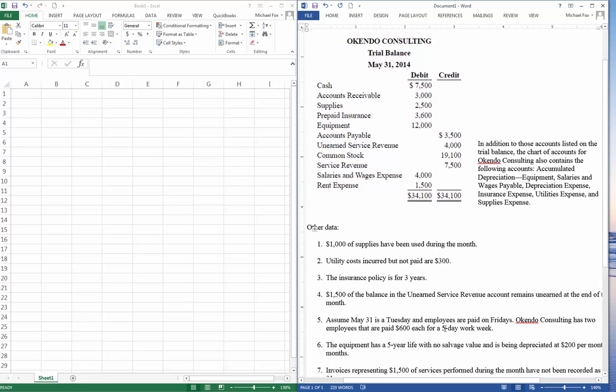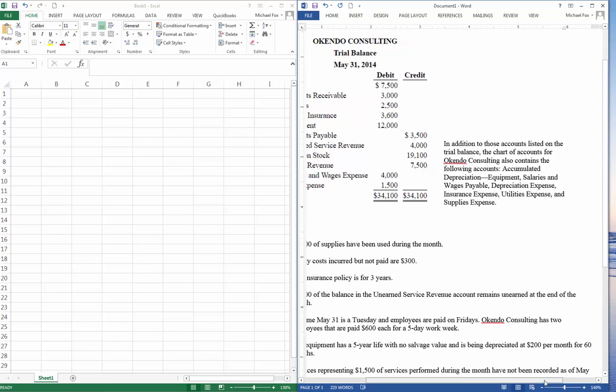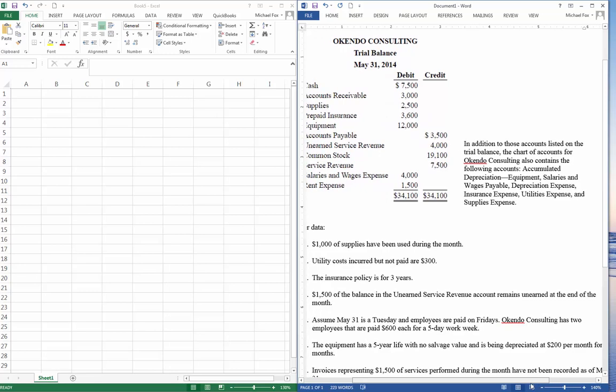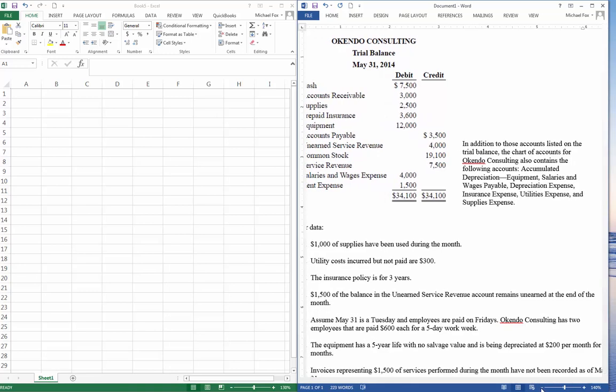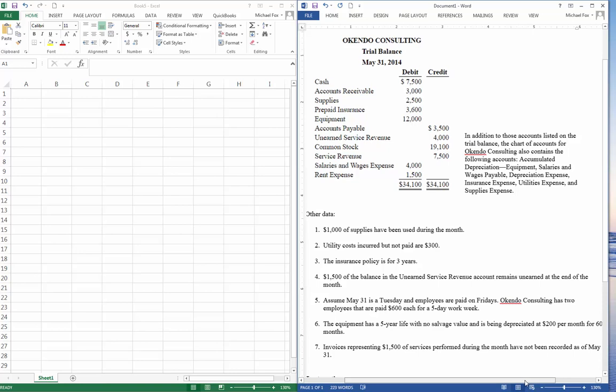So let's go ahead and jump into this. The first thing we have to do is do the adjustments. So they give us this other data, and the other data is what we're going to base our adjustments on. Let me see if I can make this fit. Not quite, so I'm going to shrink it just a little. Hopefully you'll be able to see everything.